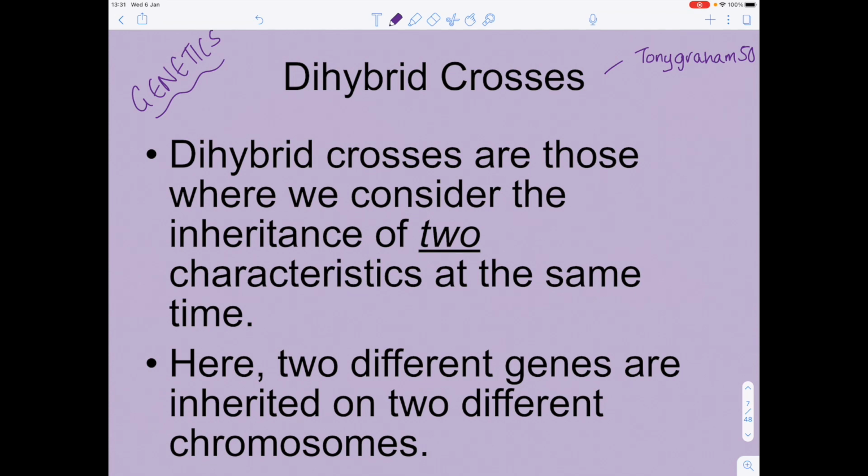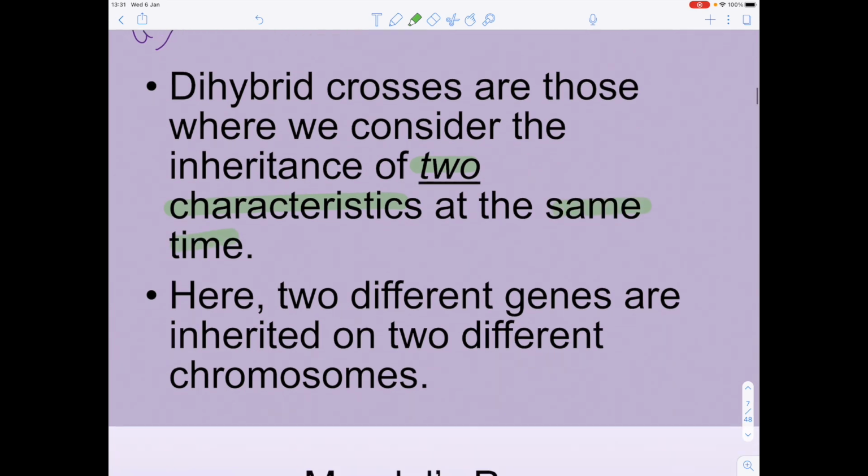So dihybrid crosses are those where we consider the inheritance of two characteristics at the same time. This makes sense because di means two, so that's why we're looking at two characteristics being inherited at the same time. Here the two different genes are inherited on two different chromosomes. The reason we're pointing that out is because we need to acknowledge that these genes are unlinked, and that will make a real difference to the gametes which are produced.